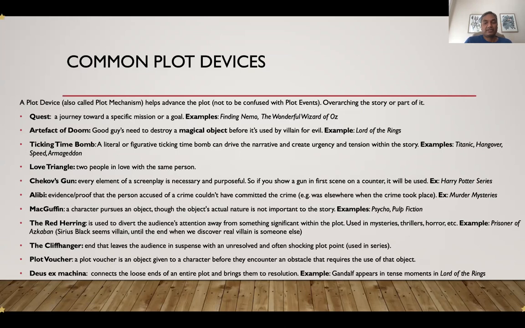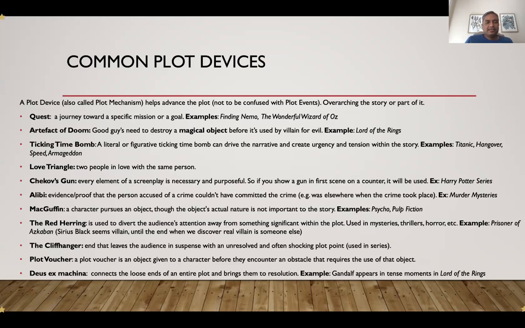Same thing about Pulp Fiction. Some of you might have seen that movie. I know it's probably PG-15, but in that movie, there's a briefcase that changes hands at times. The movie ends, and you don't come to know what that object is all about. So that's the MacGuffin device, where you keep the reader engaged on something which is totally unimportant for the plot. All right.